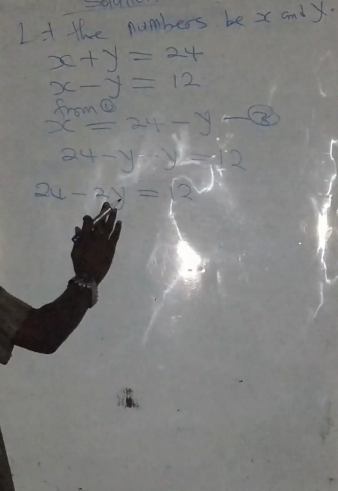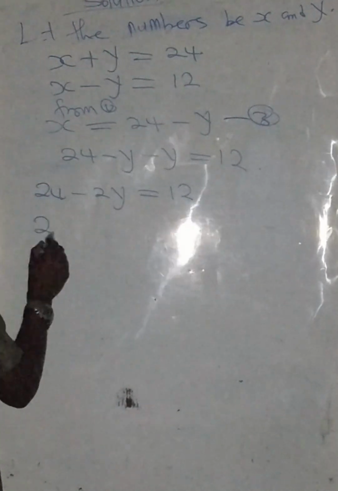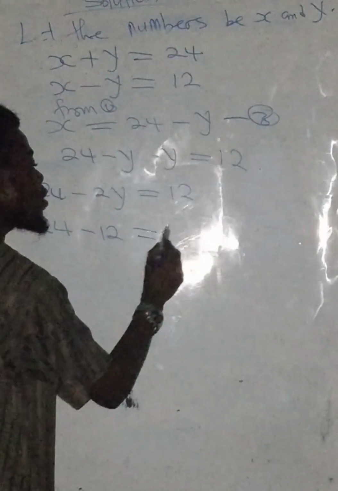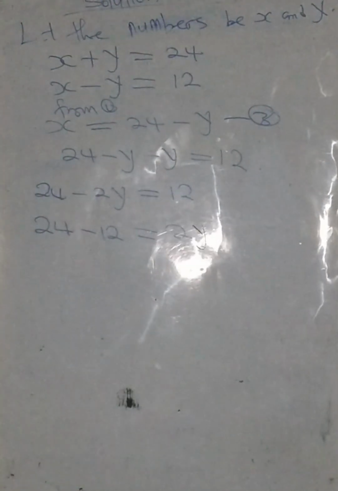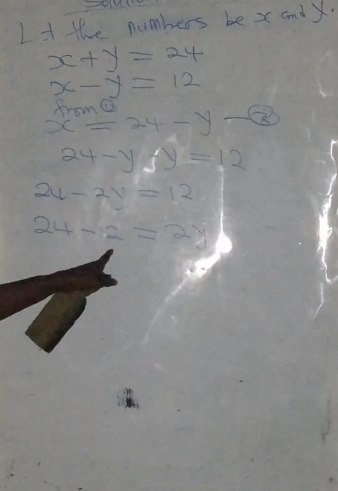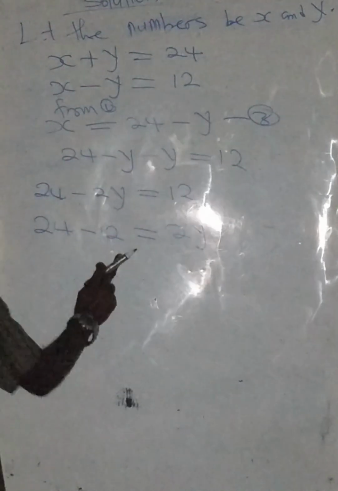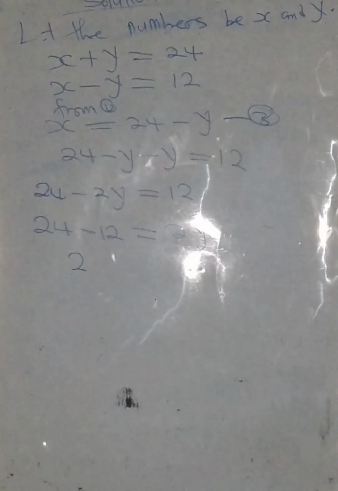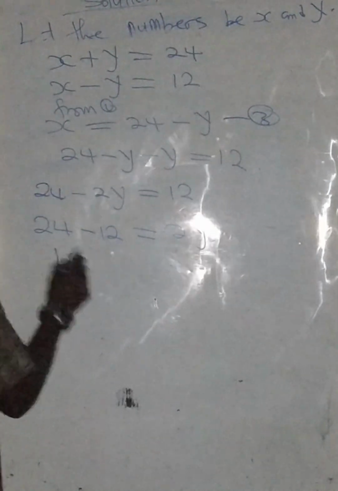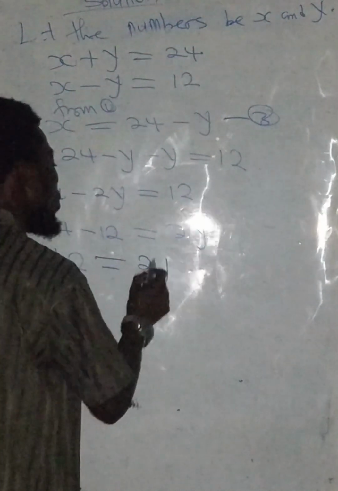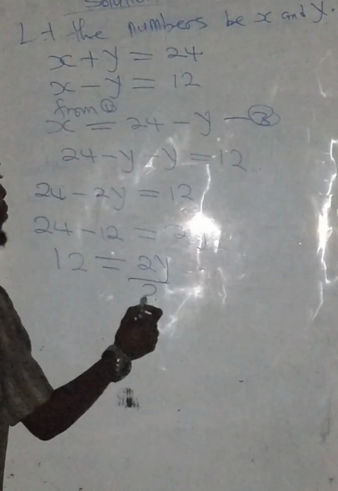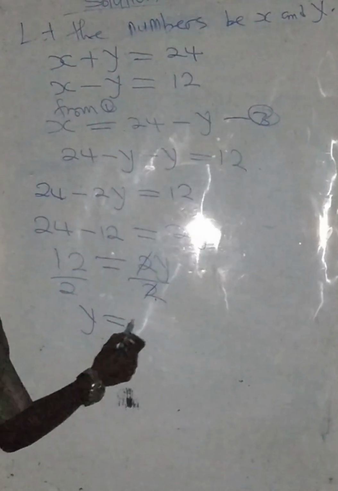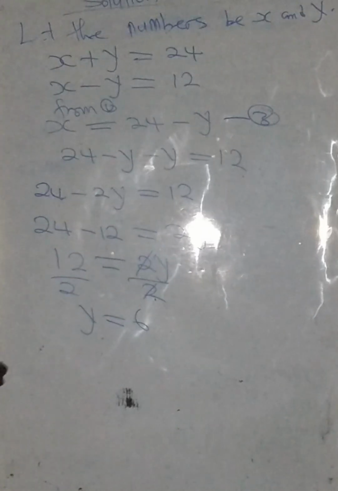We want to find the value of y. So 24 minus 12 must be equal to 2y after transposing. 24 minus 12 is 12, so 12 equals 2y. Divide both sides by 2, and y is equal to 6. We end up having the same answer.